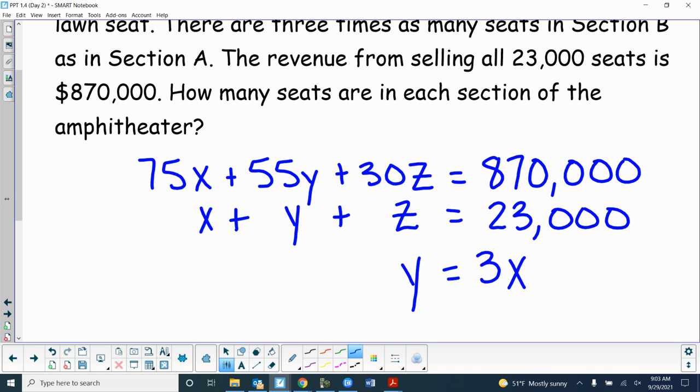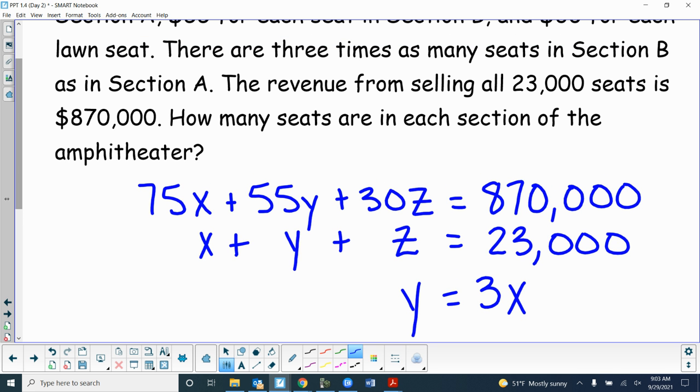Okay? Didn't say anything about the lawn tickets, did it? So from that second sentence, 3 times A equals B, right? So kids get mixed up on that. They want to go 3 times B equals A instead of 3 times A equals B. Okay? So you got to think about that.